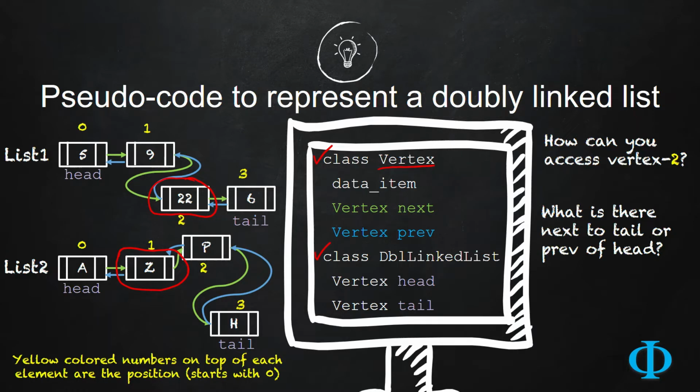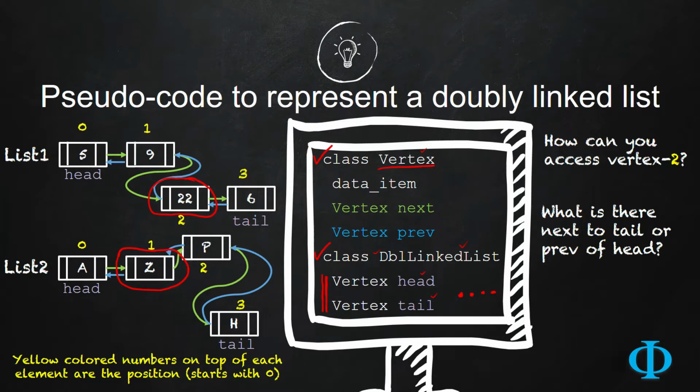And then there is a second class called the doubly linked list, which basically makes use of some special types of vertexes like the head vertex and tail vertex to implement many different functionalities of linked list. So the structure is the same. Two classes, one to represent each vertex separately and another class to implement all the functionalities.